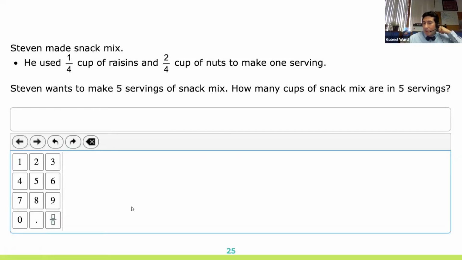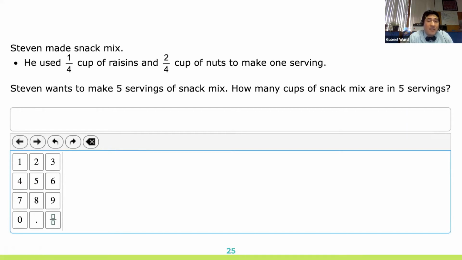And here's the last one we'll look at. This says, Stephen made some snack mix. He used 1/4 of raisins and 2/4 of nuts to make 1 serving. He wants to make 5 servings of snack mix. How many cups of snack mix are in 5 servings? Which claim do you think this one might be?